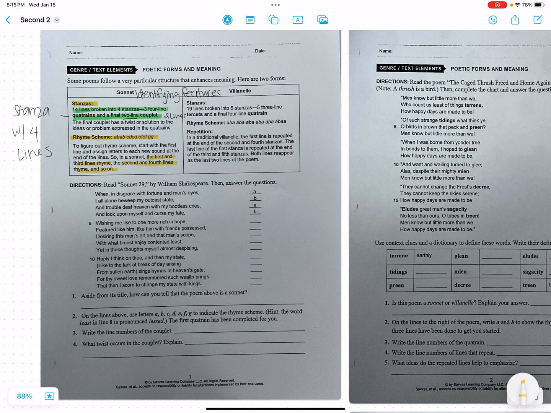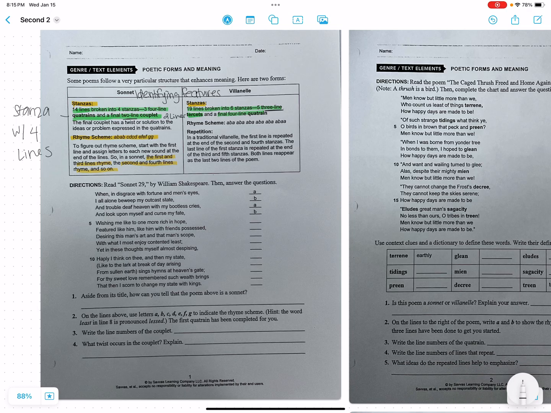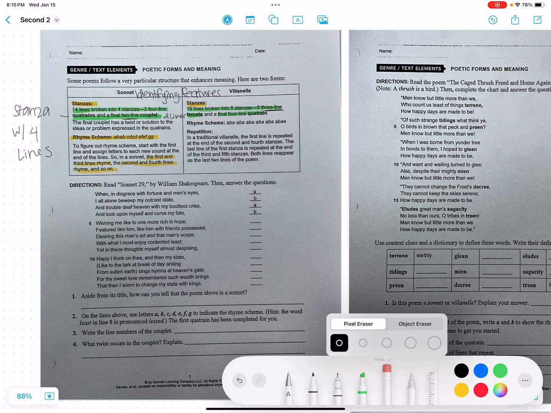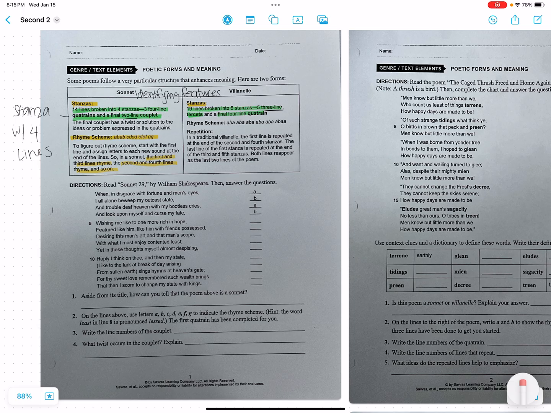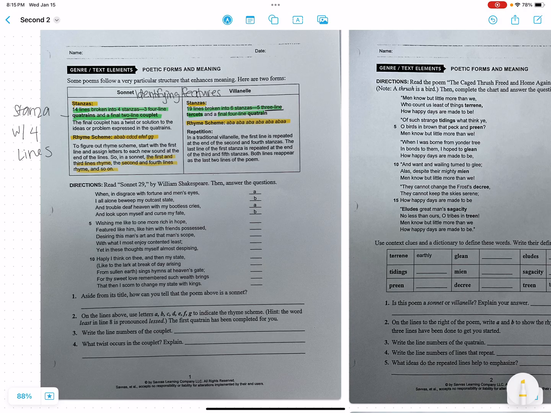In a villanelle, which is going to be on the other side of the paper, the stanzas, remember again a group of lines, has 19 lines broken into 6 stanzas, five 3-line tercets, and a final 4-line quatrain. So a tercet has 3 lines. I'm going to erase this part right here because it's in my way. Okay, a couplet is 2 lines, a tercet is 3 lines. So, the rhyme scheme in a villanelle, which is what we talked about last week, is A B A, A B A, A B A, A B A, A B A, A B A A. So the first and the third line rhyme. The next tercet, the first and the third line rhyme, and the B's in the middle of the tercets rhyme with the next B.